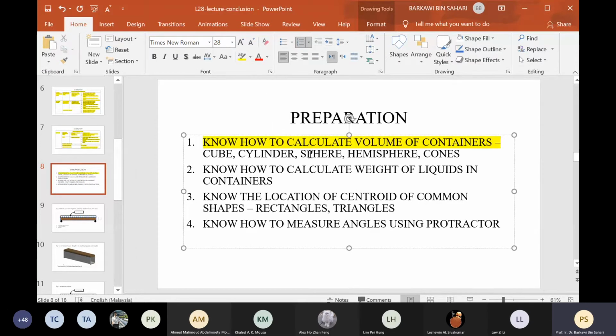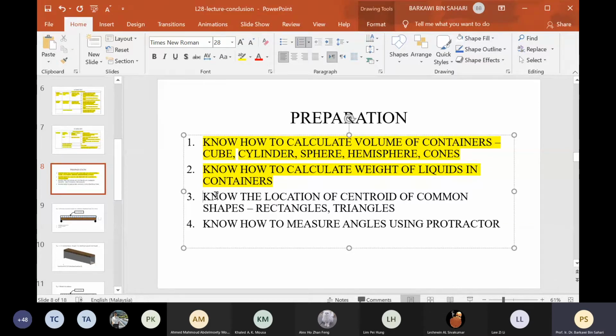Okay, what are the containers that you normally come out with? Cube type or rectangular section type. Cylinder, you must be able to calculate the volume of a cylinder, volume of a sphere or hemisphere or cone. Okay, so you should be familiarized with these. Understand what the formula means if you wish to remember that. Know how to calculate weights of liquid in containers. So where do you calculate the weights? Rho g times volume. So that's the weight of the liquid. Okay, we have given you some examples on how rho is being used.